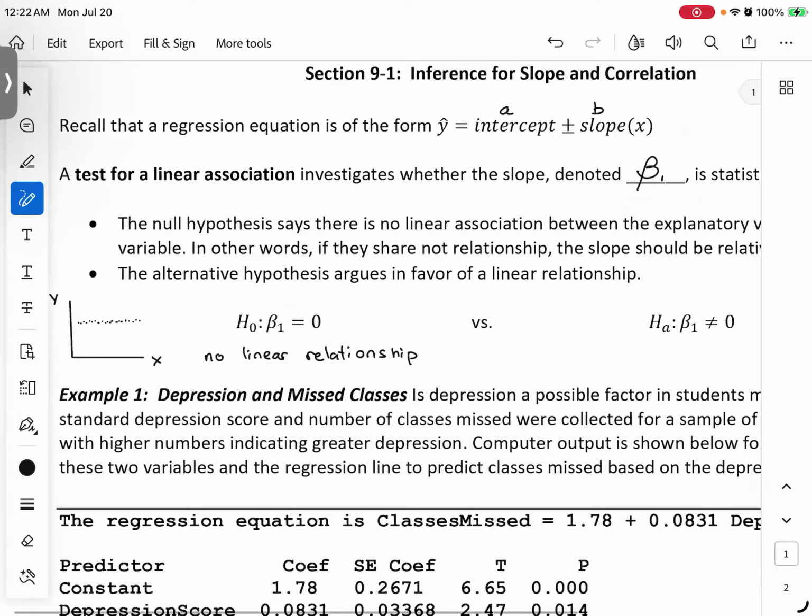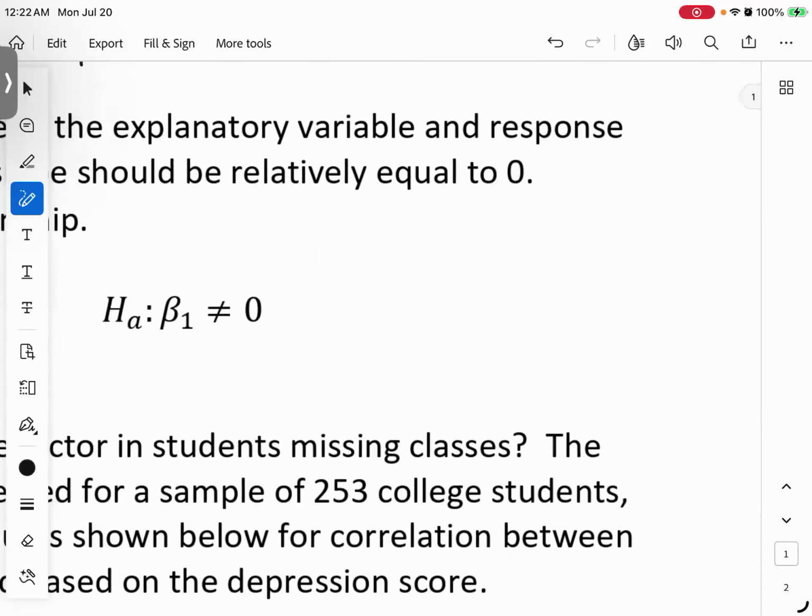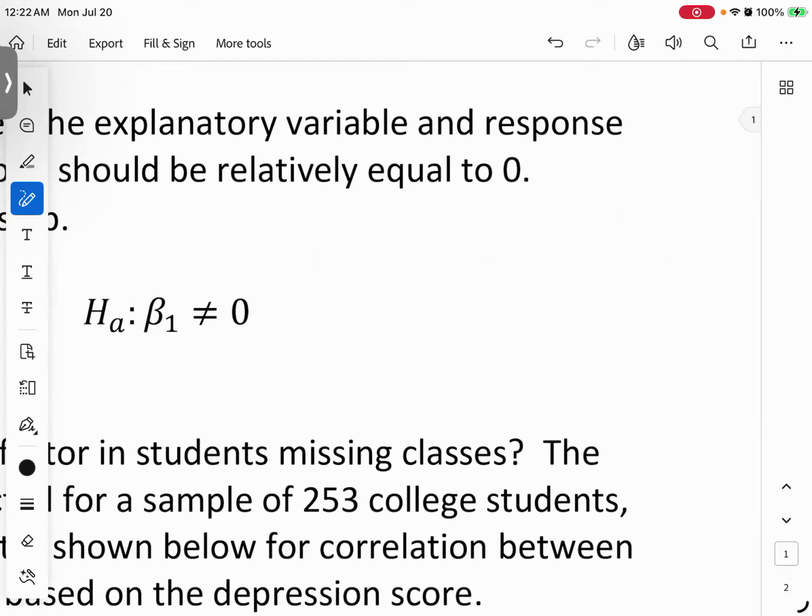What the alternative is going to argue is that no, it's not zero. So whenever you see your x value increasing, we see the y value doing something other than zero. That would look like either it's increasing, or as x is increasing, your y value is decreasing. One of those two things.